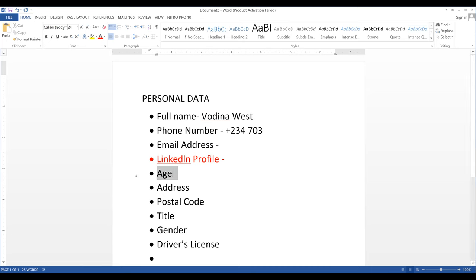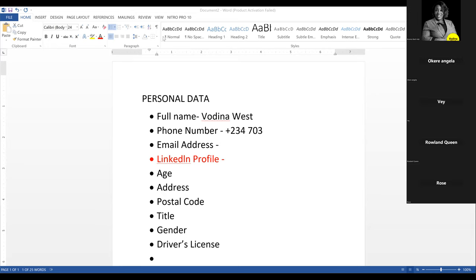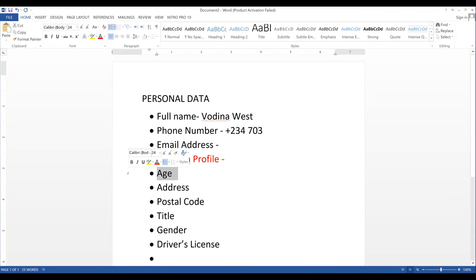Please, age is not necessary under your personal data. Nobody cares about how old you are. So please, this is a no, no, no. Do not add age. All right?